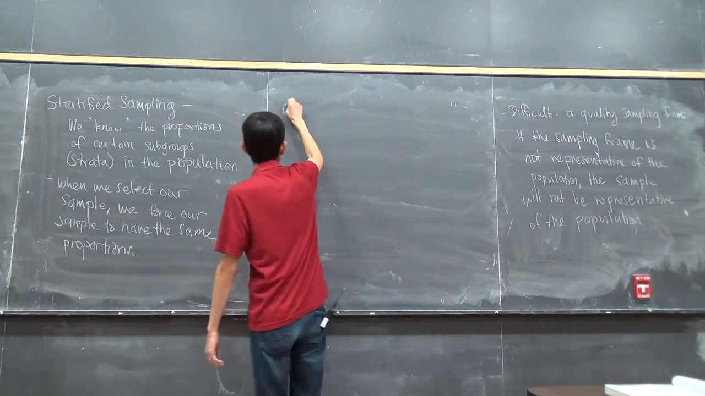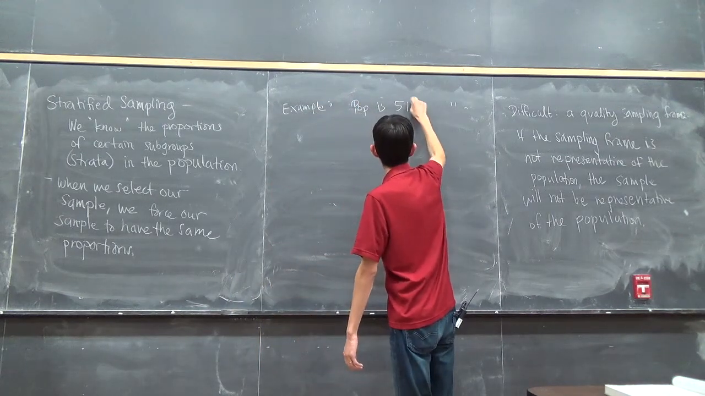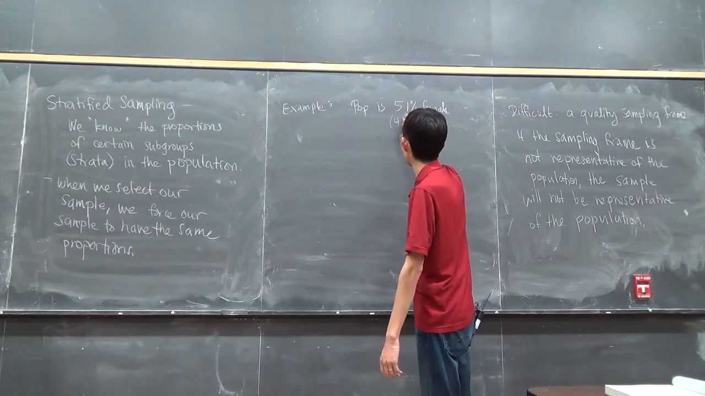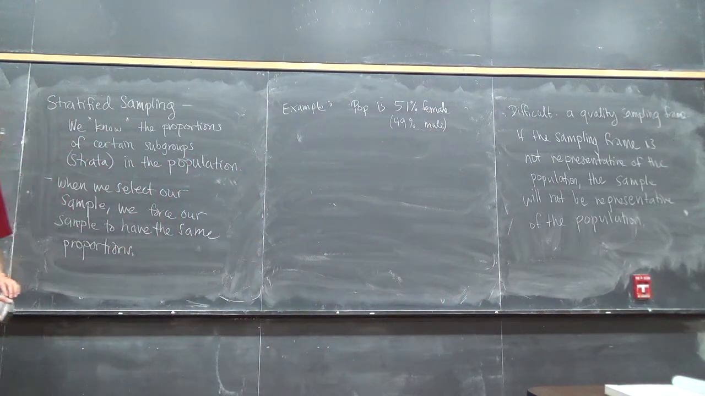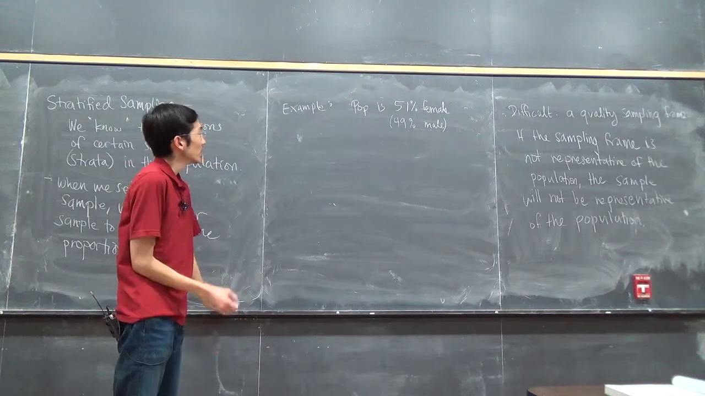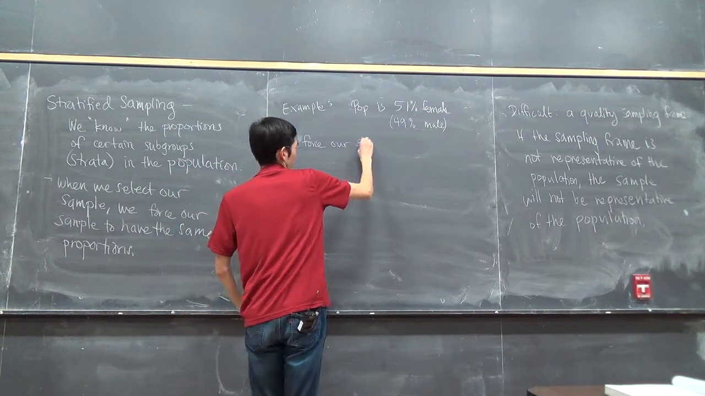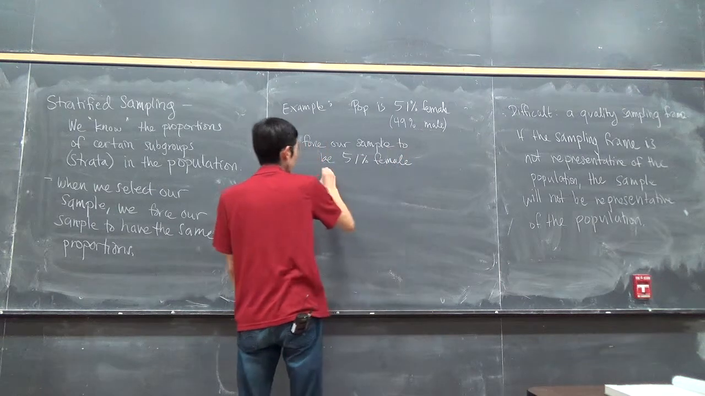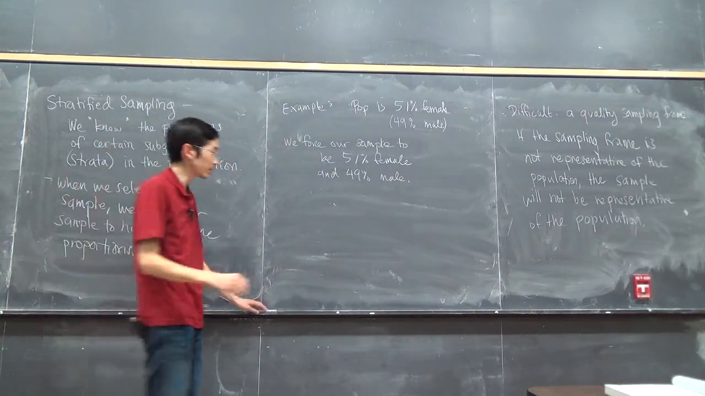So, example, let's say the population is 51% female, okay, which implies 49% male, ignoring a minority of people who don't fit either category, but let's just say it was 51 and 49%. Then our sample, we force our sample to be 51% female and 49% male. Okay? We select from each subgroup at random. Okay?